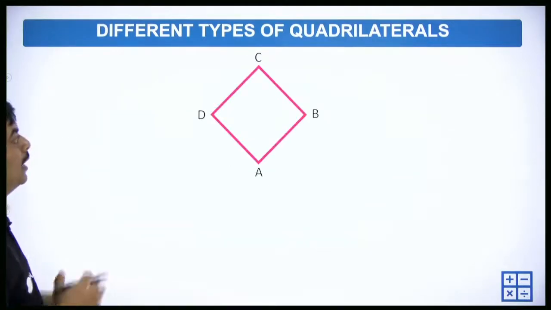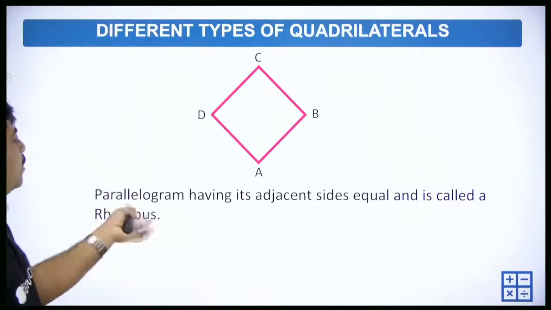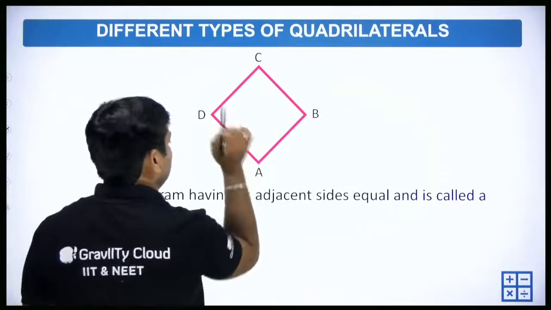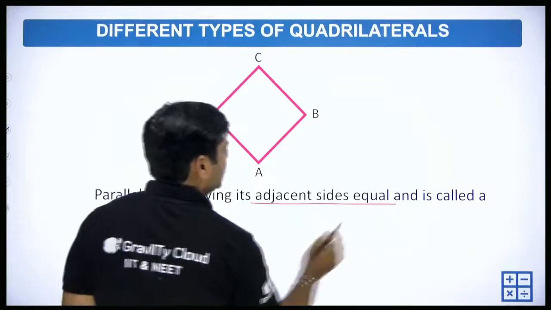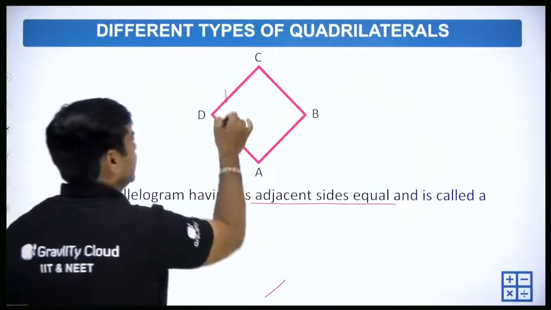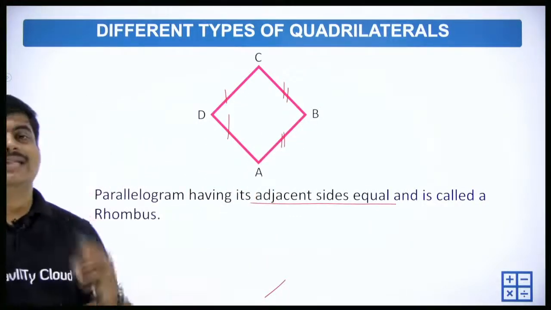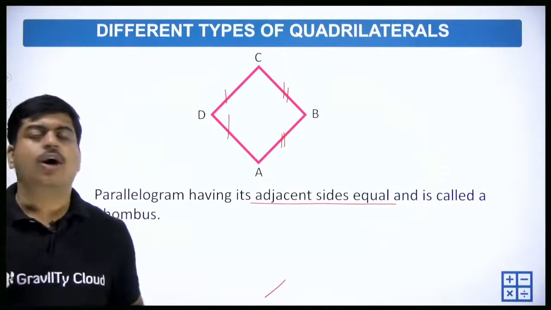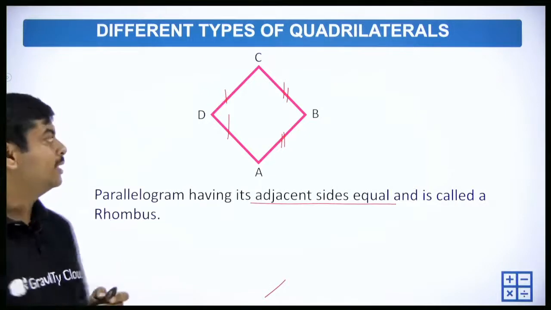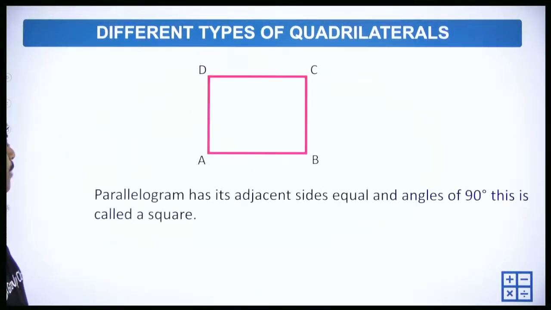The next one is something like a diamond shape, which is called a rhombus. A parallelogram having its adjacent sides equal. The next to next sides are equal, and that is called a rhombus. So these two sides are equal, then we can say that it is a rhombus. What will happen when all the sides are equal? So it is a rhombus. Okay, now let's come to the next.